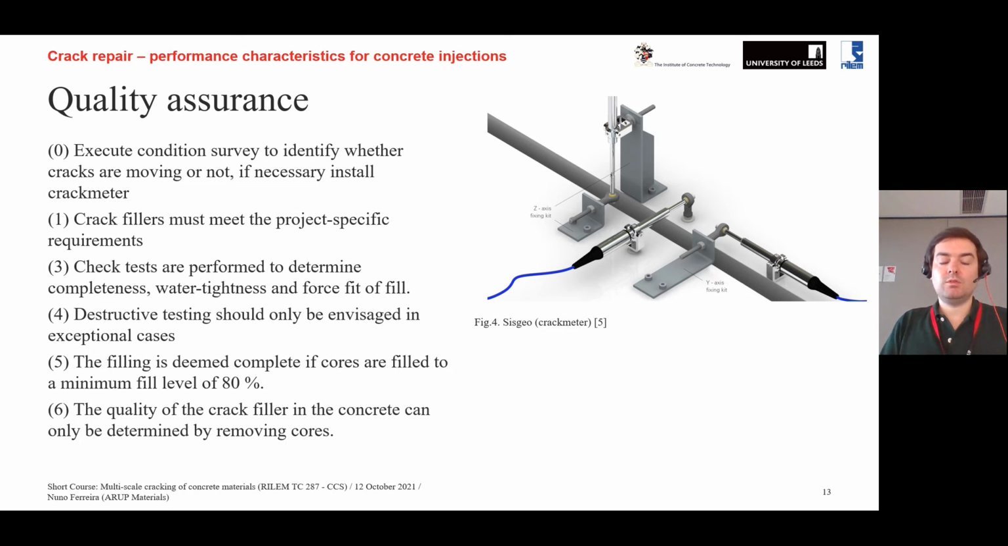Very important as well, although not mentioned, is the documentation. The German code actually gives you, in an appendix, several working sheets that the contractors should be using to record and log their work. And this is quite important, because it brings a systematic approach to crack filling. So focus on quality and on your inspection and test plans.